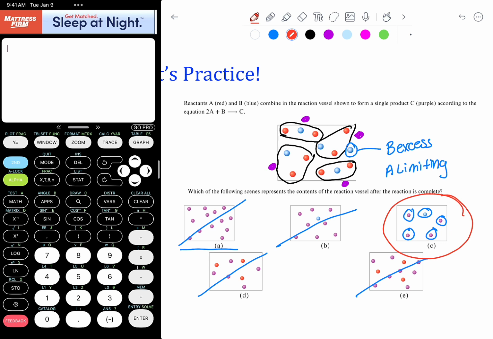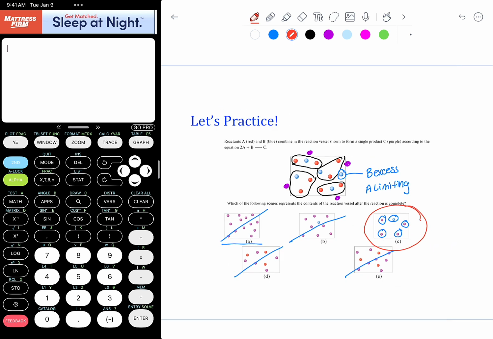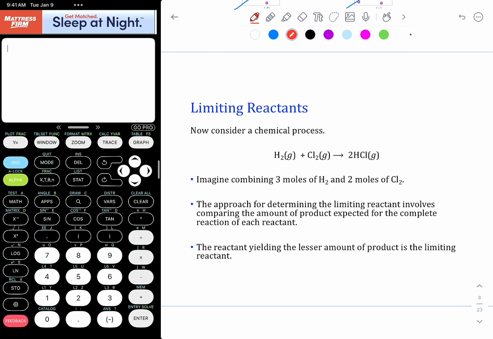would be C. Okay, so let's now consider a chemical process, because that's what we're going to be using this concept of limiting reactants for, chemical processes. So here we have hydrogen gas reacting with chlorine gas, creating hydrogen chloride. So imagine combining 3 moles of hydrogen gas and 2 moles of chlorine gas. When we're doing limiting reactant problems and we have balanced equations, the approach for determining the limiting reactant involves comparing the amount of product expected for the complete reaction of each reactant.